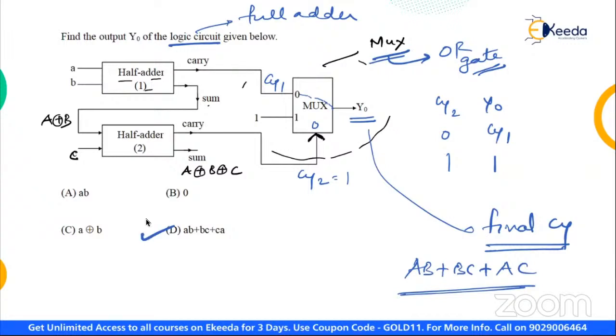This is basically a full adder, and the last multiplexer is simply an OR gate. See, at this level, if you solve the problem, then only it is going to really benefit you. Otherwise, if you go through each and every step, no doubt you will get the solution, but by the time you get it, you will not have extra time to solve the rest of the problems. I'm sure you all are getting this.